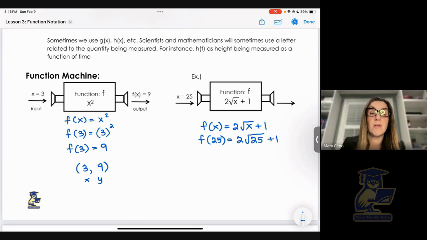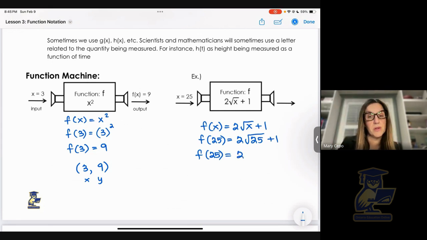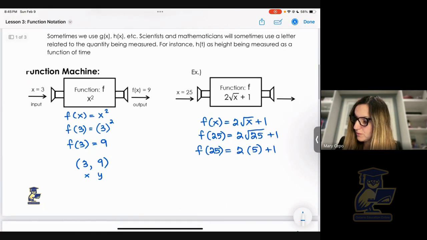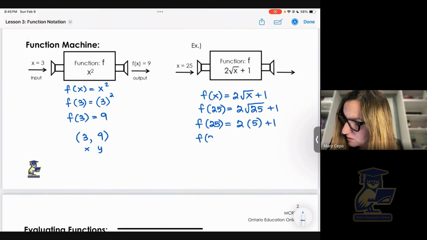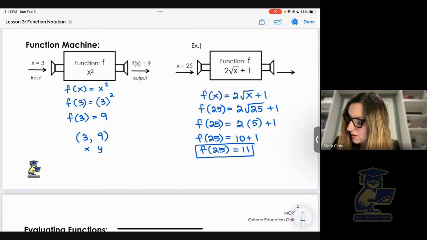And simplify. Keep in mind we are always following BEDMAS. So we would work with simplifying first. What is the square root of 25? Well, the square root of 25 is simply 5. So further simplifying, we'd say f of 25 is equal to 10 plus 1. f of 25 is equal to 11. So that means when the input was 25, the output was 11.